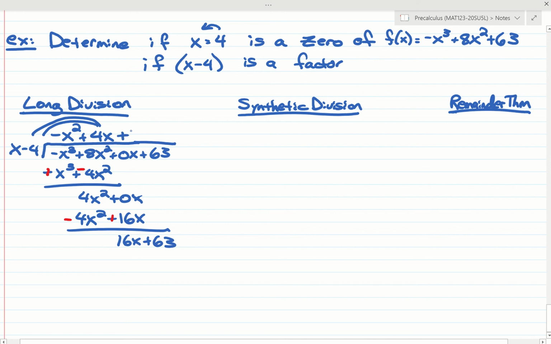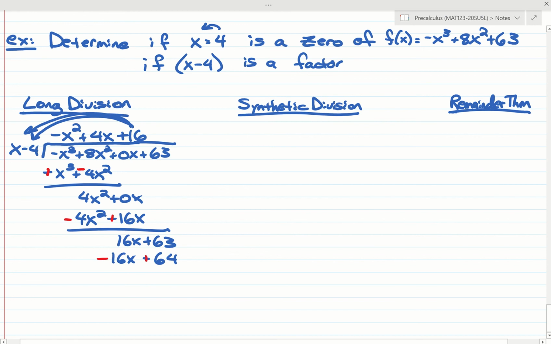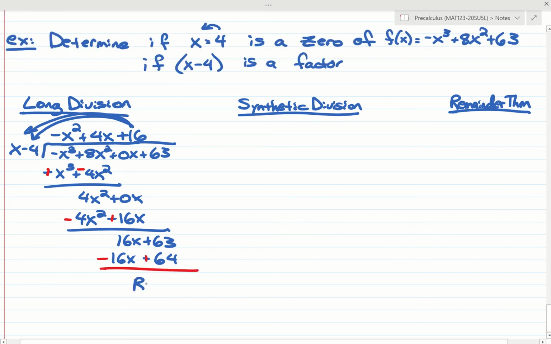16 times x is 16x. But 16 times 4 is actually 64. So if we go to subtract these, we definitely don't get a remainder of 0. We'd get a remainder of, I think this is 112. So the answer is no. X equals 4 is not a 0, which means x minus 4 is not a factor.